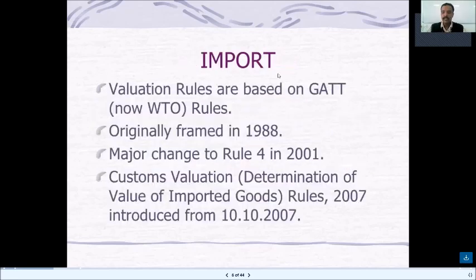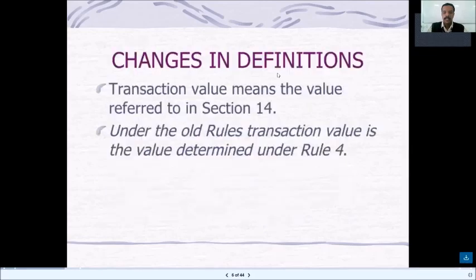The valuation rules are based on GATT, the General Agreement on Tariffs and Trade, now governed by the WTO rules, the World Trade Organization rules. Originally framed in 1988, there was a major change to Rule 4 in 2001. The Customs Valuation (Determination of Value of Imported Goods) Rules, 2007 were introduced from 10/10/2007. Changes in definitions: transaction value means the value referred to in Section 14. Under the old rules, transaction value is the value determined under Rule 4.